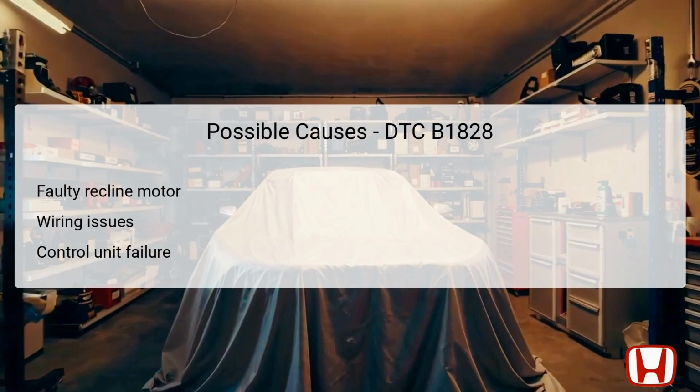Second, wiring problems such as short circuits, breaks, or corrosion can affect the electrical supply to the motor, preventing it from functioning. In addition, there could be a failure in the power seat control unit, which is responsible for interpreting the switch inputs and sending power to the motor. Lastly, loose or poor connections between these components can also lead to intermittent issues, causing the error code to appear. Understanding these possible causes helps technicians pinpoint the problem more efficiently and execute an appropriate repair.